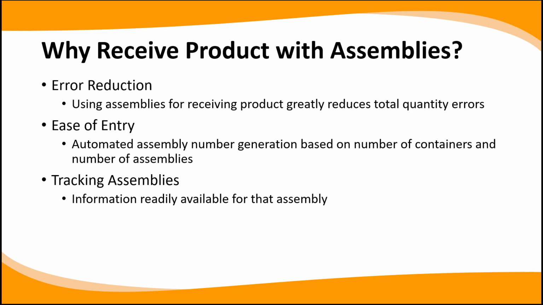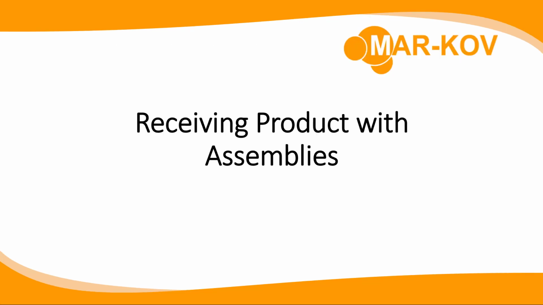The third, and perhaps the most important reason, is to track assemblies themselves. Receiving your items by using assemblies ensures that an assembly label is generated. By doing this, you are able to scan the assembly barcode and have information on that assembly, including the number of containers within it, the location of the assembly, and other useful data. We will now review how to receive products using assemblies.